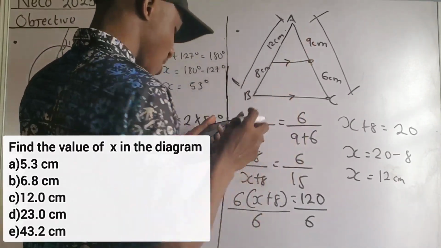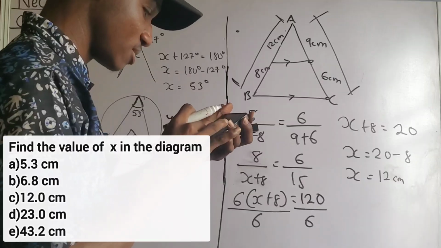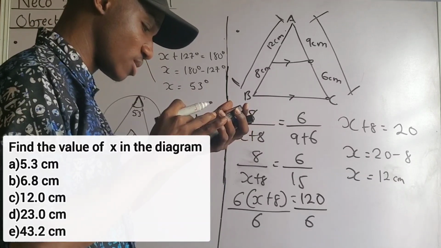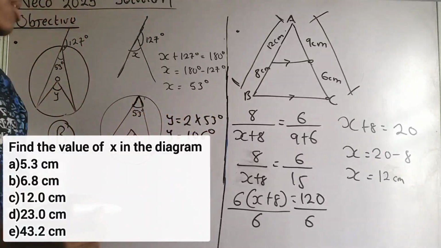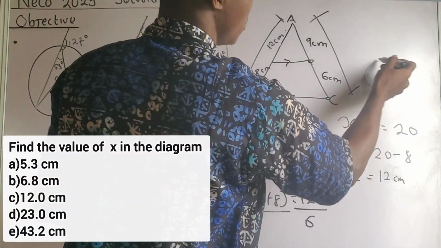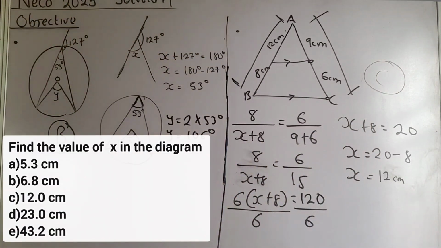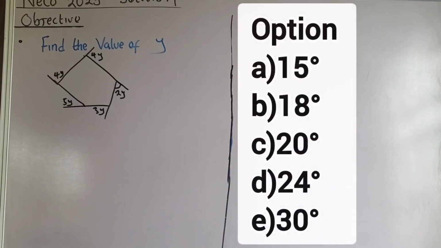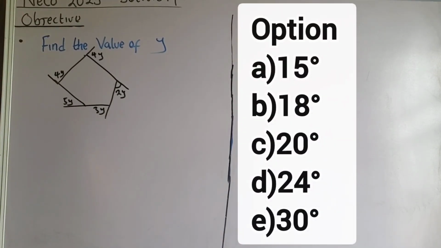Let us look at the correct option. The correct option to that question is option C, that is 12 centimeters. Option C is correct. Okay, so let us make progress. We are asked to find the value of y in the diagram.